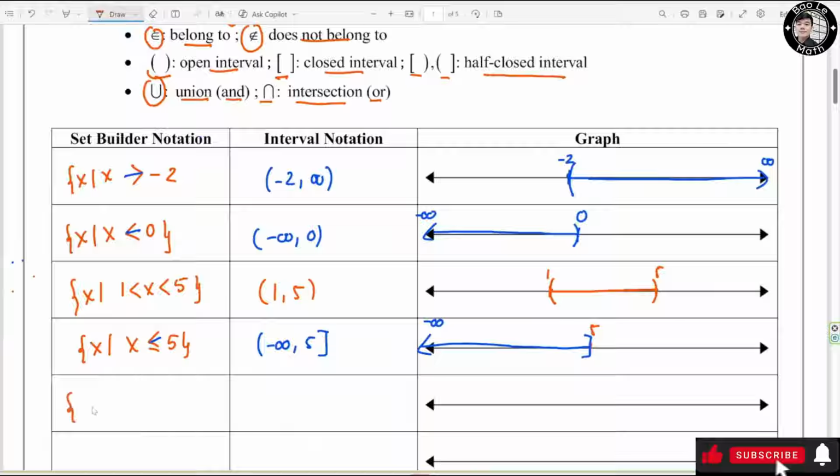Now the next one, all real numbers x such that x is greater than or equal to 7. So we put 7 over here.